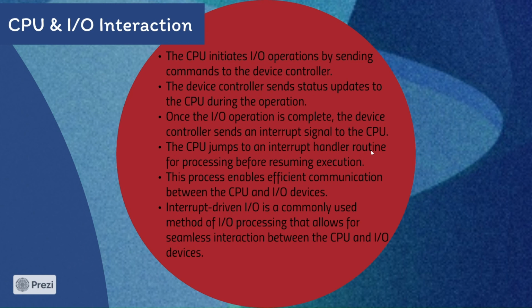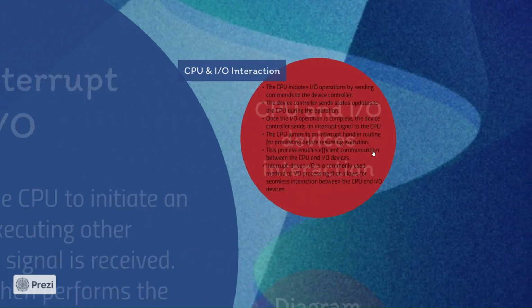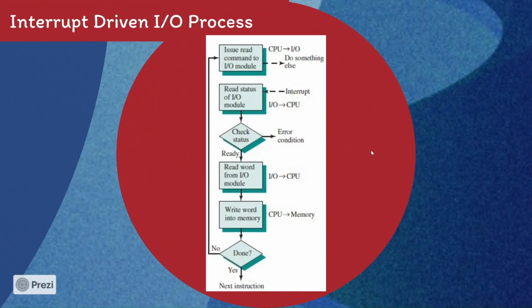It means when the command is read by the I/O, it will pass through to the CPU through the address bus. Once the I/O operation is completed, the device controller sends an interrupt signal to the CPU. Then the CPU makes an interrupt, that is, it jumps to the interrupt handler routine for processing before resuming execution. This process enables efficient communication between the CPU and the I/O devices. It means when the command is read by the CPU, there is an interaction between the CPU and the I/O devices.